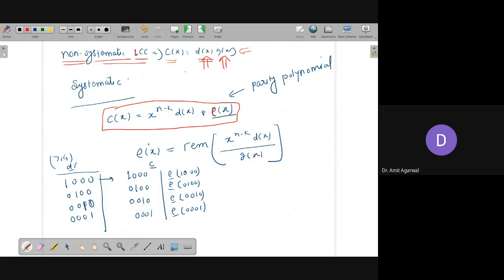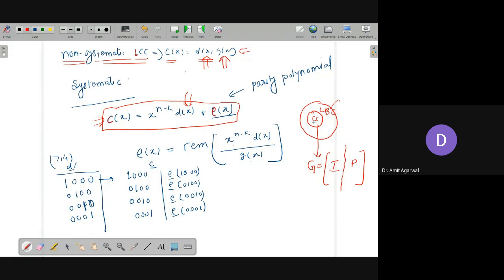We discussed that we can follow two approaches. First, we can take all the possible dx's, that is, all the possible data words, and apply this equation to find out the code polynomial. Or, because cyclic codes are a subclass of linear block codes, for each cyclic code there must be a generator matrix also. The systematic generator matrix, if you remember, has this form.